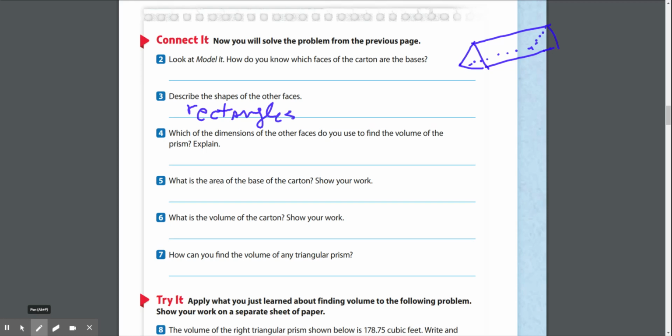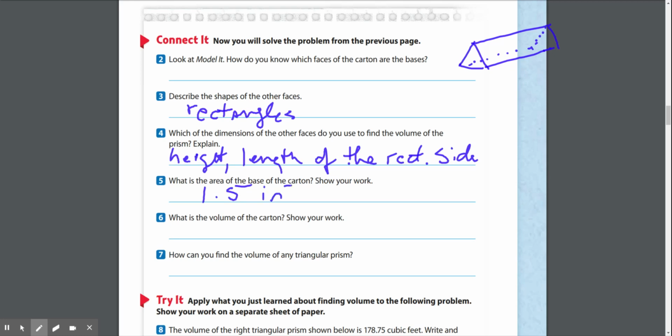What dimension of the other faces do we use to find the volume of the prism? So we get the dimensions of the base, so we need the height of that prism. Yeah, the length of one of the rectangular sides. So we need the height. And I'm sorry for my handwriting. So what was the area of the base of the carton? It was 1.5 inches squared. We did that on the other page. What is the volume of the carton? That was 1.5 times 7, which was 10.5 inches cubed.